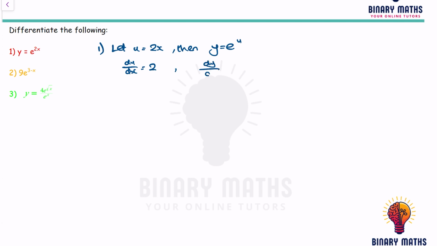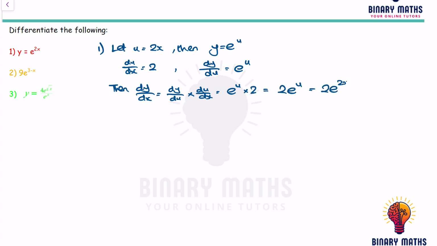And dy du, e to the u differentiates to e to the u. Then dy dx, according to the chain rule, is dy du times du dx, which is equal to e to the u times 2, which is 2 e to the u, which is equal to 2 e to the 2x.